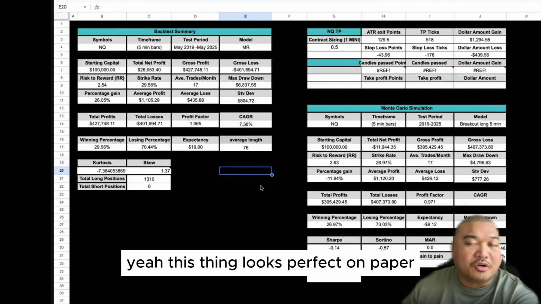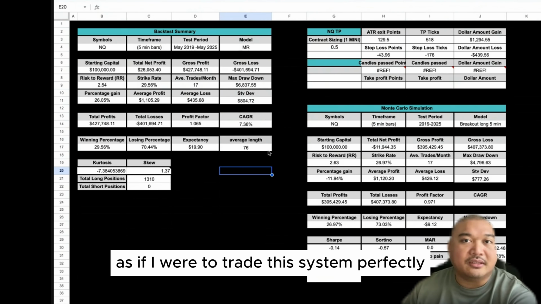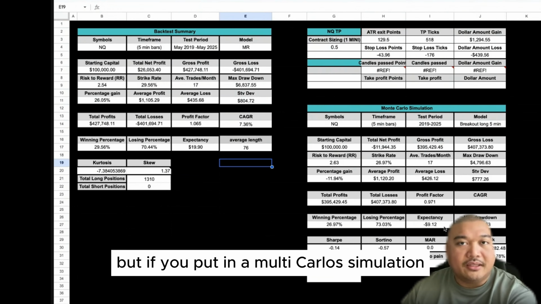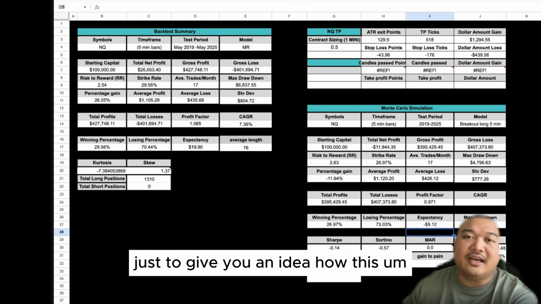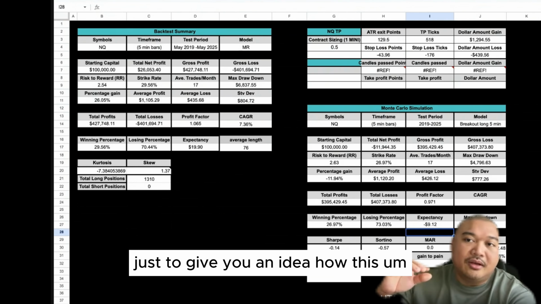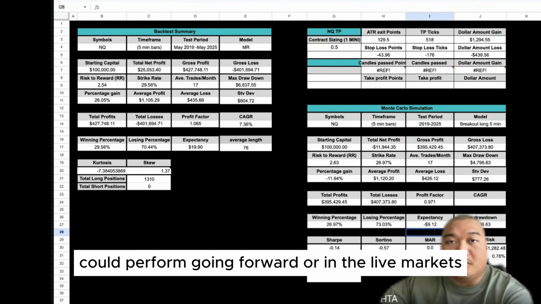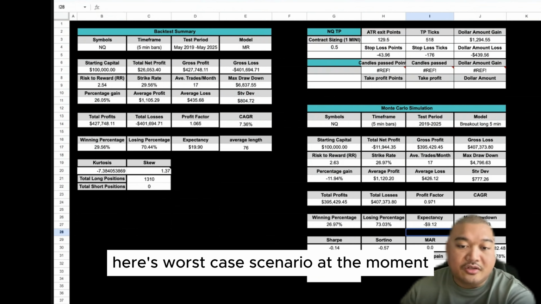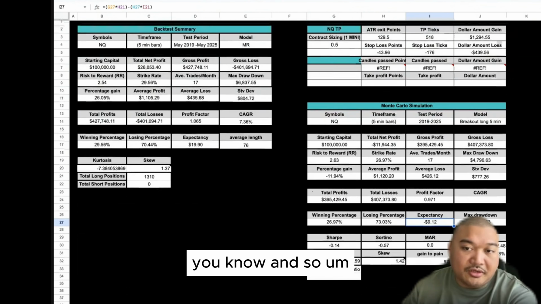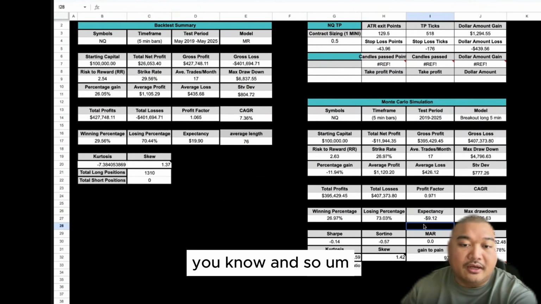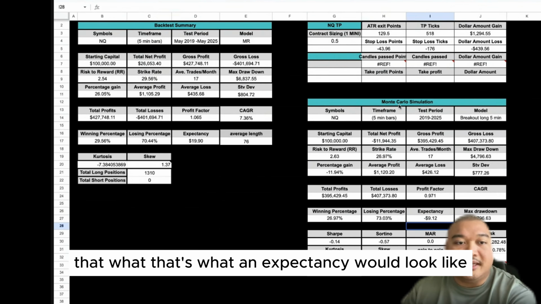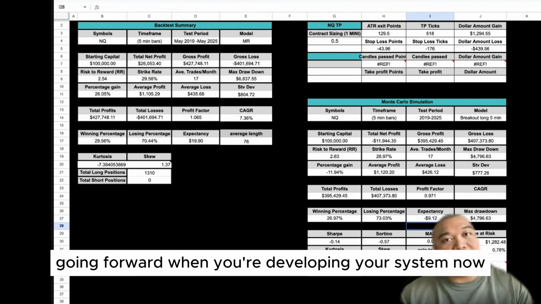Yeah, this thing looks perfect on paper, as if I were to trade this system perfectly. But if you put in a Monte Carlo simulation, just to give you an idea how this particular system could perform going forward in the live markets, here's the worst case scenario at the moment, and that's what an expectancy will look like going forward when you're developing your system.